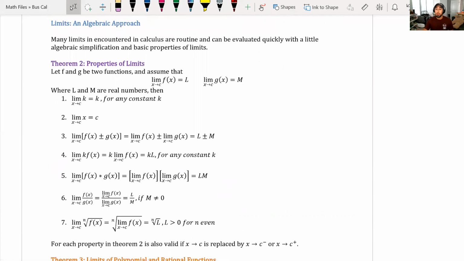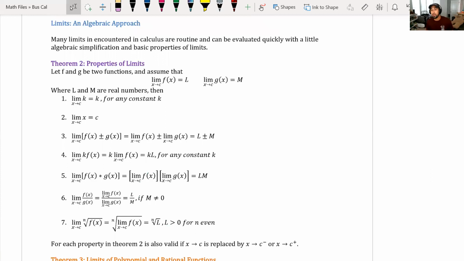All right. And now we have an algebraic approach to limits. Of course, we can apply algebra to everything. Algebra is the foundation for calculus. So remember, if calculus seems too hard, just remember that it's based on algebra. And if you know your algebra, you're gonna be just fine. Okay, so let's roll through these limit properties.